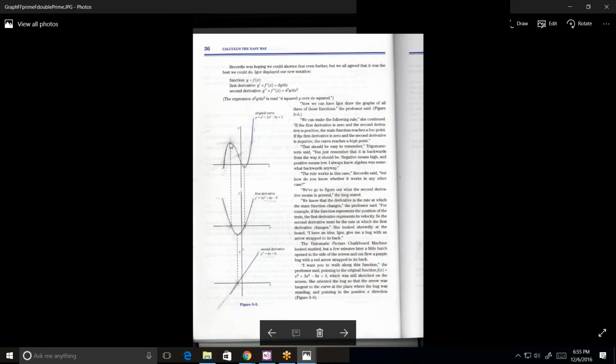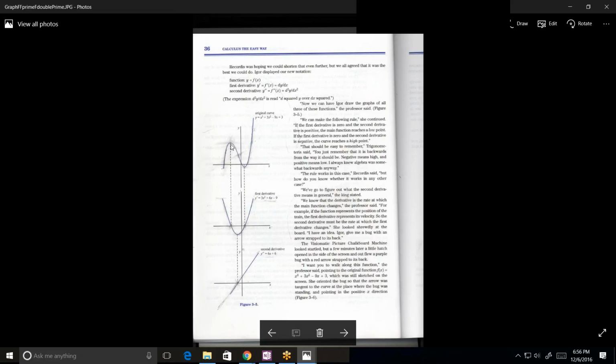A local maximum means that it is surrounded by points that are all lower than it. A local minimum means that it's surrounded by points that are all higher than it. When you take the first derivative of the function and you set it equal to zero, you're going to find two places where it's equal to zero, here and here. The next thing you have to determine is, are we looking at a maximum there or a minimum? Well, that's based on the second derivative.